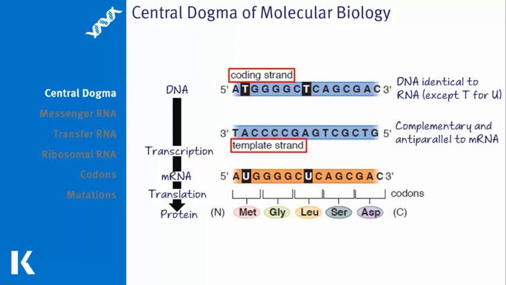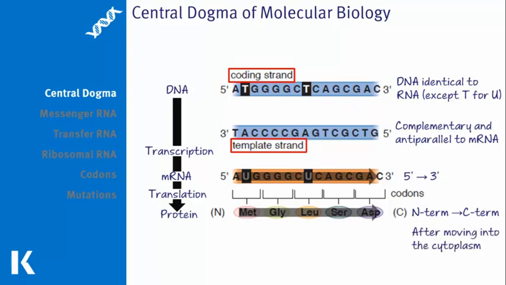Now, here comes the confusing part. Make sure you keep this straight. The template strand is read in the 3 to 5 prime direction. The mRNA then is synthesized in the 5 to 3 prime direction, making it complementary and anti-parallel to the template strand. The ribosome then reads the mRNA in the 5 to 3 prime direction and synthesizes the protein from the amino terminus, or N-terminal, to the carboxy terminus, or C-terminal. Note that transcription takes place in the nucleus, while translation occurs in the cytoplasm.